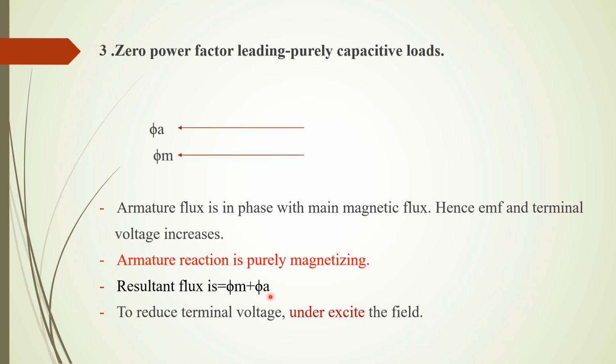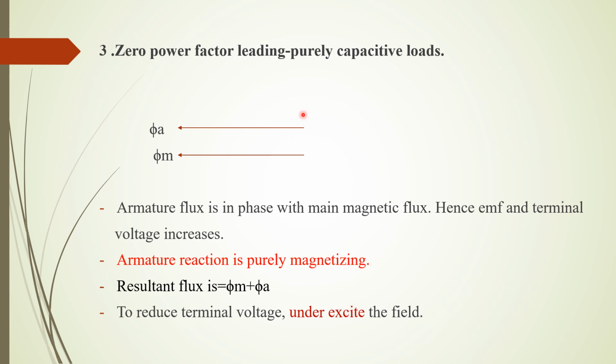Okay. So we need to reduce the terminal voltage. To reduce the terminal voltage, under excitation is needed. That means the excitation to the field will reduce. So we can say under excitation is needed at this time when the alternator is connected with purely capacitive loads. Okay, these red colored portions are very important.